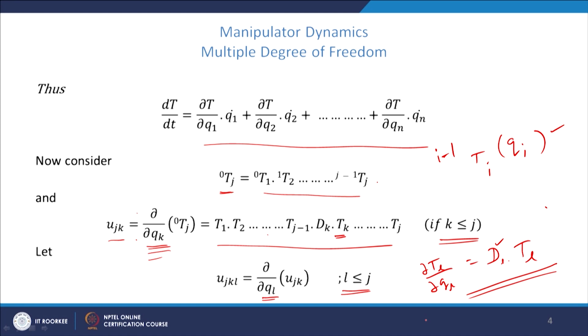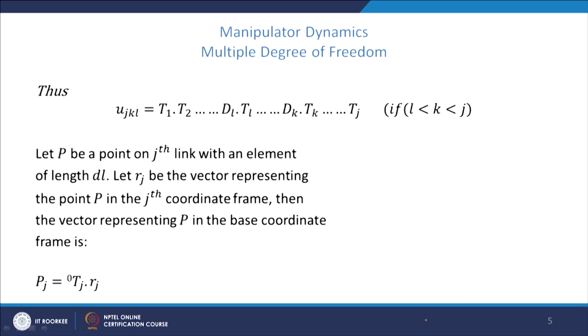For example, in Ujkl, if l is less than k, this Dl Tl will appear before Dk Tk, or if l is greater than k, then it will appear after this Tk. So, in all the cases we can write the Ujkl notation for the partial derivative.